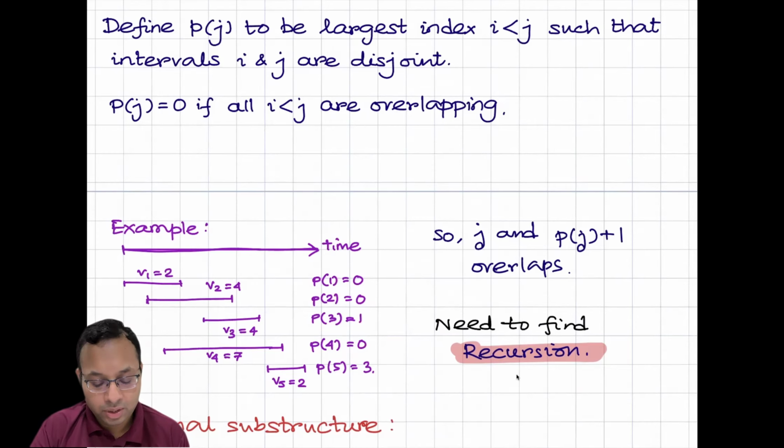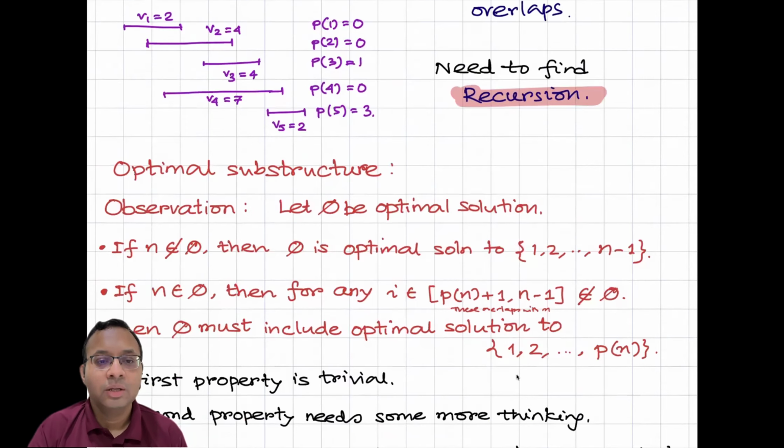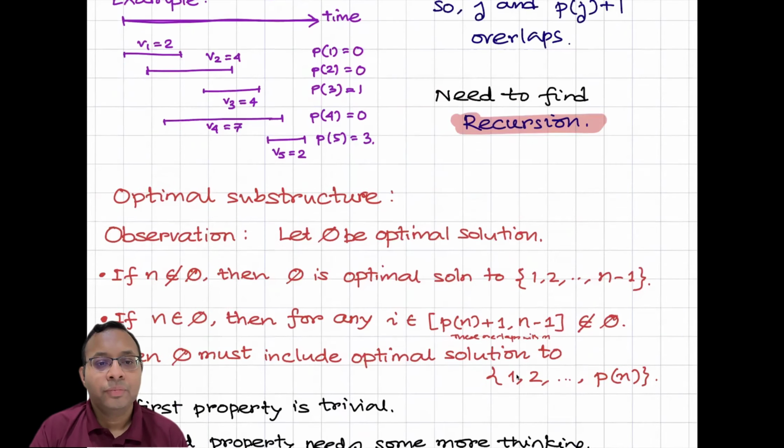Now we need to find our recursion, and for that, let's look at optimal substructure. As I mentioned, if we look at this ordering and look at the last job, there could be two situations: either the last job n is part of the optimal solution or not. If it is not part of the optimal solution, then fine, whatever the optimal solution is, it's also a subset of 1 to n minus 1.